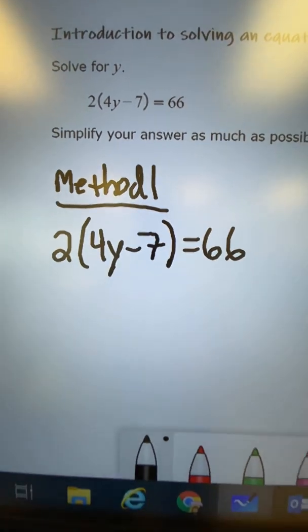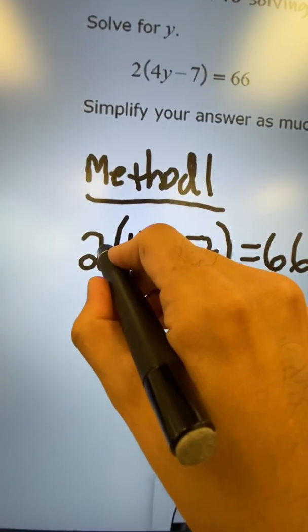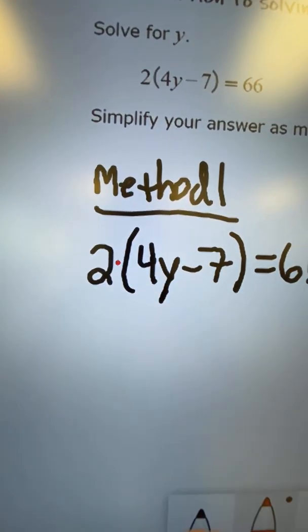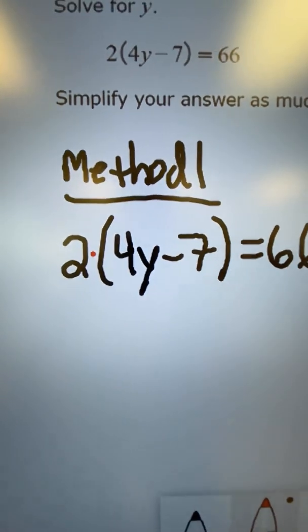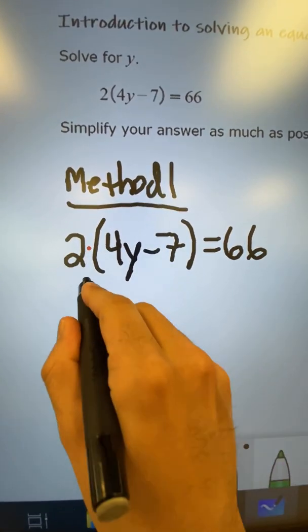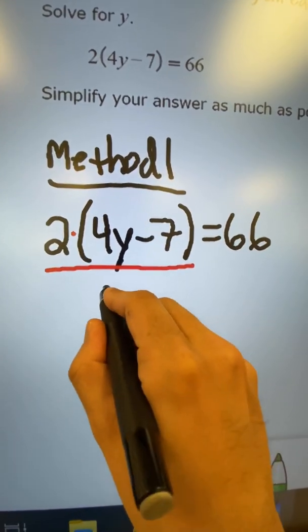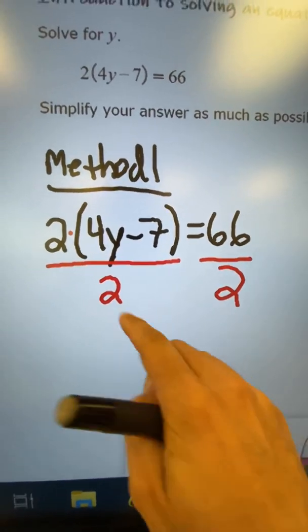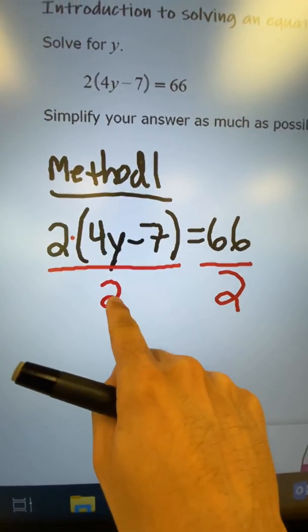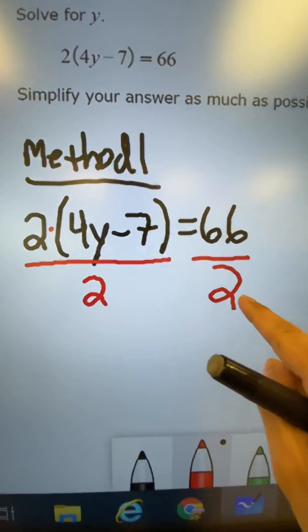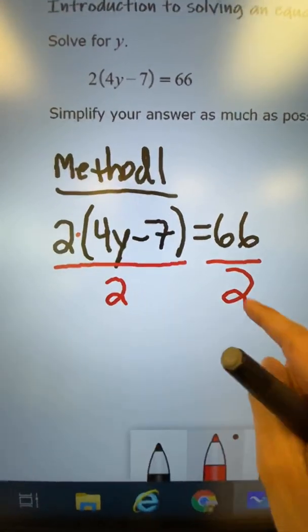The first thing that I'm going to look for is this. If you see a number next to parentheses with nothing in between, automatically that means multiplication. And the first thing I'm going to look for, if possible, is can I divide by this number here? In this case, I'm going to divide by 2. That's the opposite of multiplication, division. You have to balance the equation and do the same thing to the other side. That's the first thing I check for.